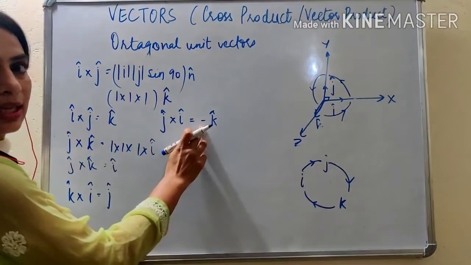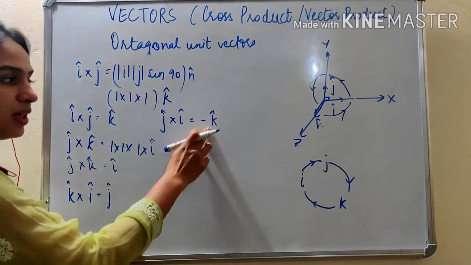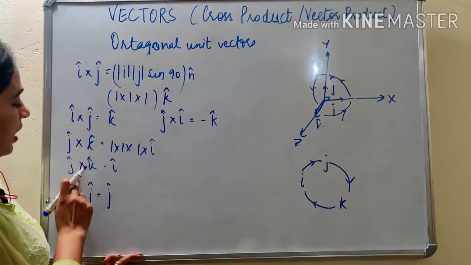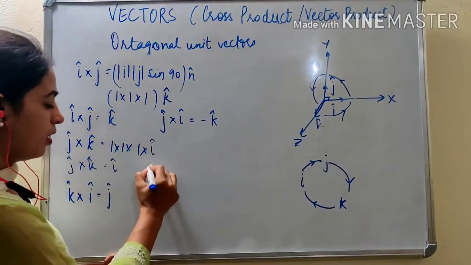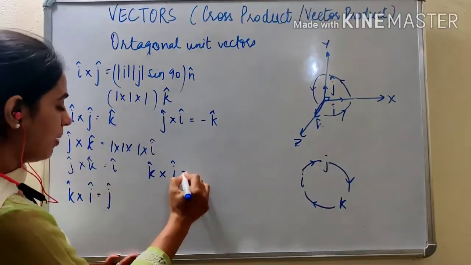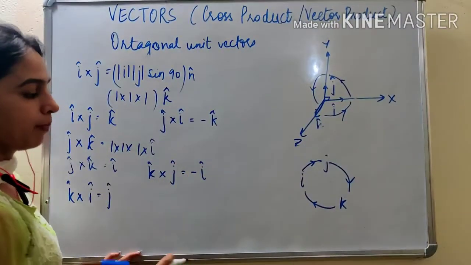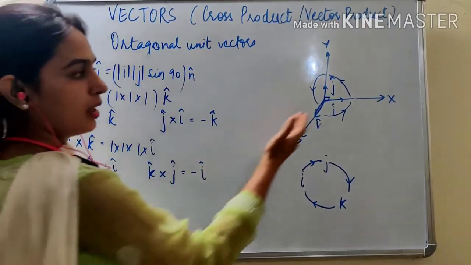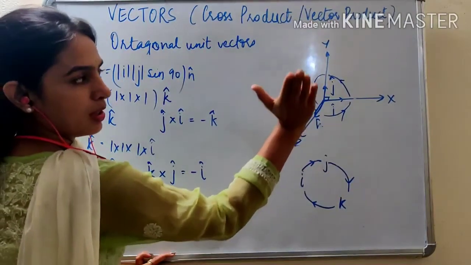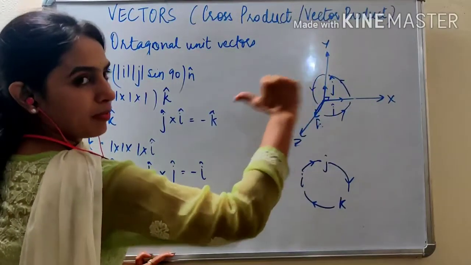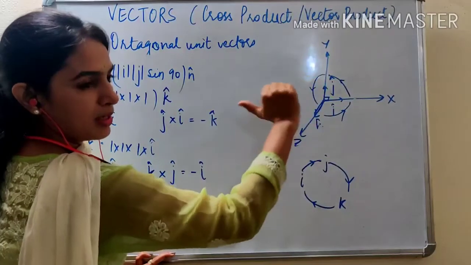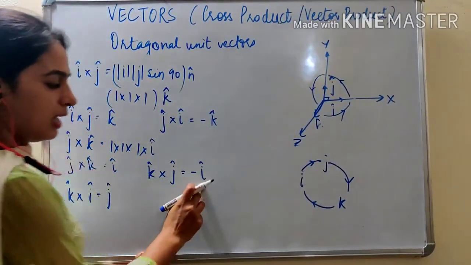So minus K cap. The unit vector in the negative z direction is minus K cap. Similarly, J cross K cap is I cap. K cap cross J cap will be minus I cap. K cross J: K is here and J is upwards, so K cross J is in the minus x direction. That is minus I cap.